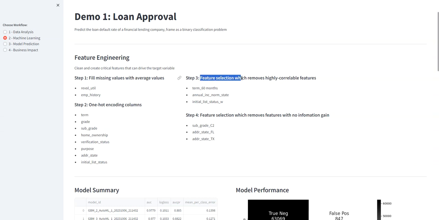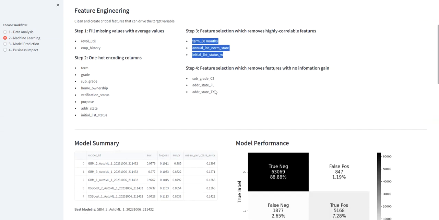And we also do feature selection where we remove the highly correlated features, because you don't want the model to overfit the data, right? You want to remove these high collinearity problems. And you also remove the features with no information gain, which means they are not driving the results. The features with no information gain got removed.